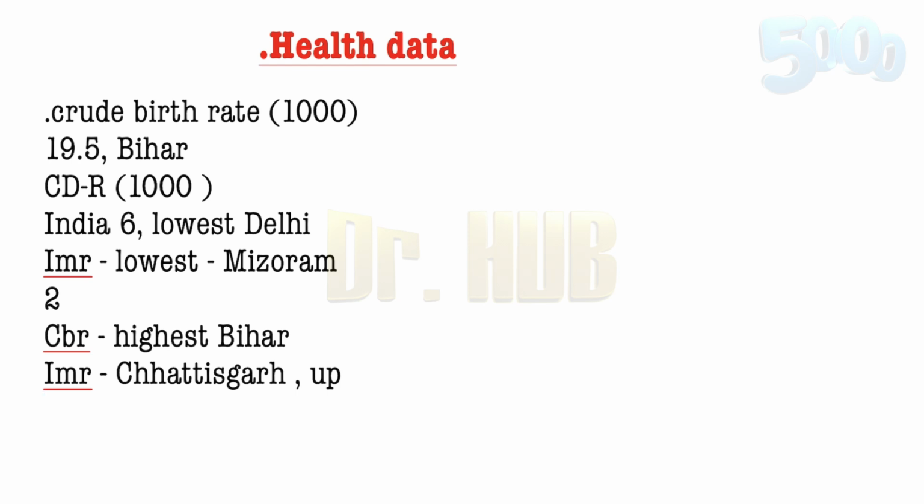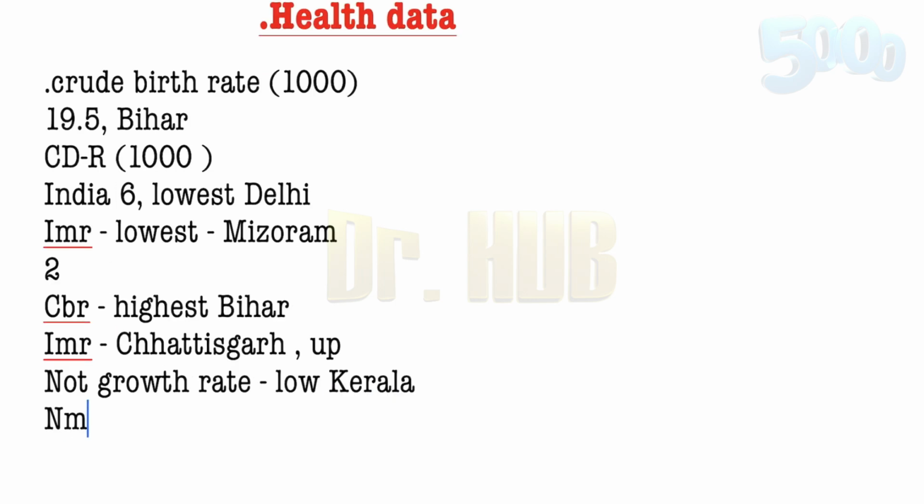Next we have the natural growth rate. Natural growth rate is per 1000 mid-year population, and in India it is 13.5. The highest natural growth rate will be in Bihar, and the lowest is in Kerala.